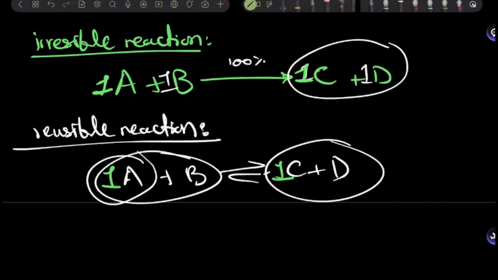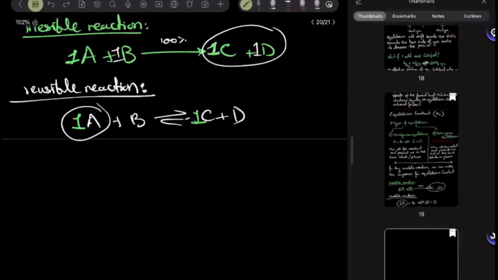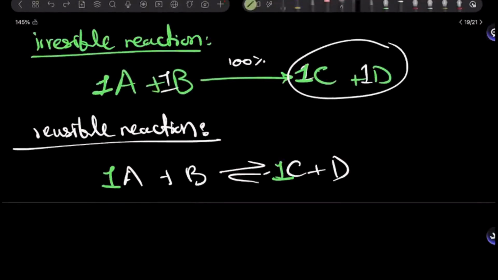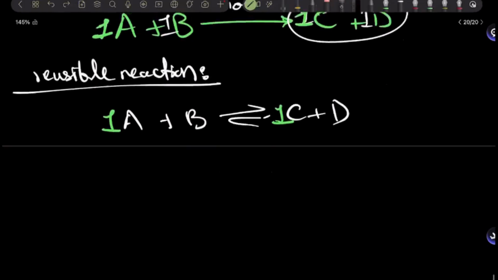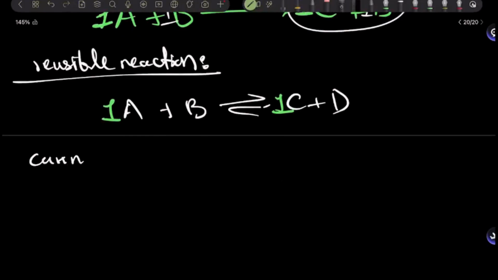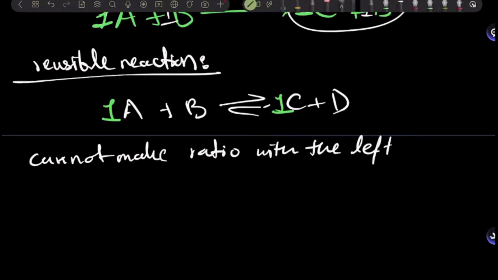Is that clear? Since all of the reactants do not react over here, and the reaction does not complete 100%, we can say that this is a partial reaction. Some of it reacts, some of the products are made, some of the products are going back into reactants, so the reactants are not consumed fully. So we cannot make a ratio or stoichiometric ratio with the left-hand side.